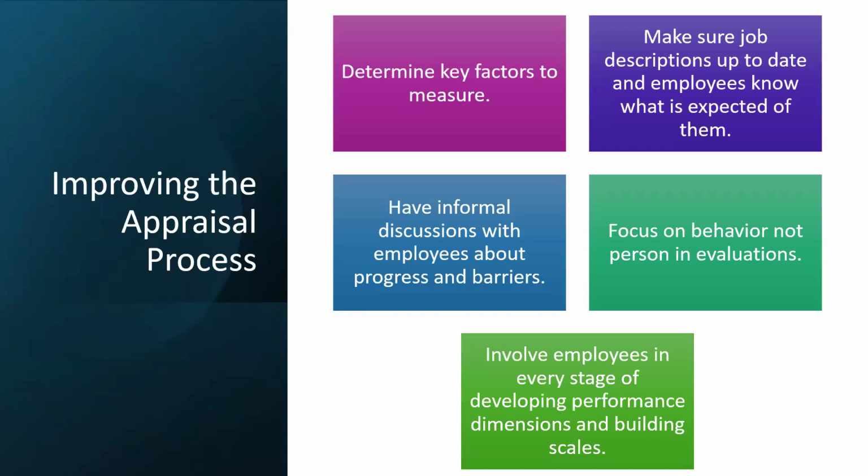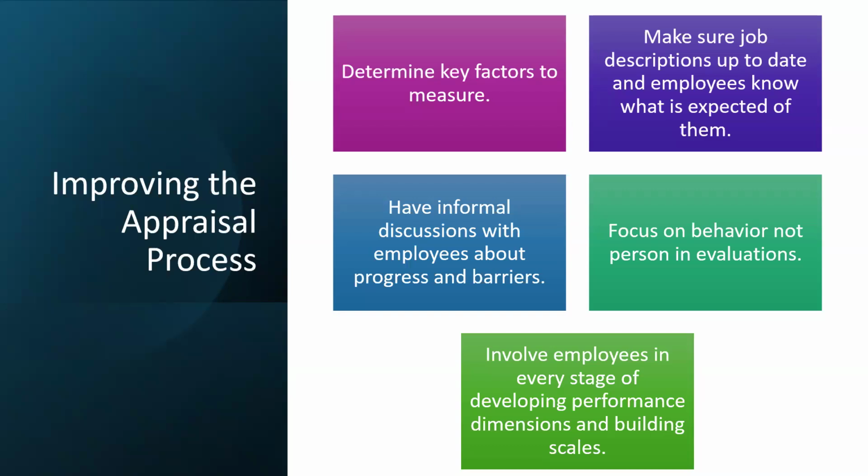We want to have informal discussions throughout the year with employees about their progress, how they're doing, giving them developmental feedback. But we also want them to be able to come to supervisors or managers and tell them when they're hitting barriers that may be preventing them from performing well, because part of that manager's or supervisor's job is to reduce those barriers or eliminate them completely so employees can get their work done.